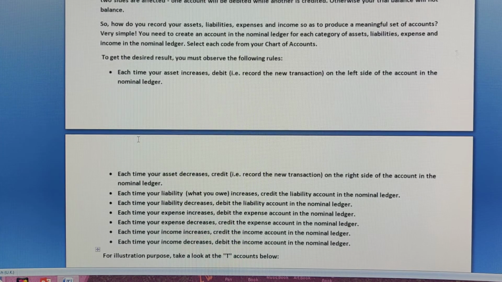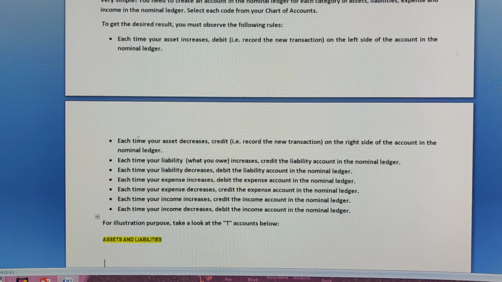Those are the rules. Each time your income increases through sales or provision of services, credit the income account in the nominal ledger. Each time your income decreases, maybe you've issued a credit note to a customer who has returned some of what you sold to him or her, debit the income account in the nominal ledger. Okay? Now, for the purpose of illustration, take a look at the following T accounts.